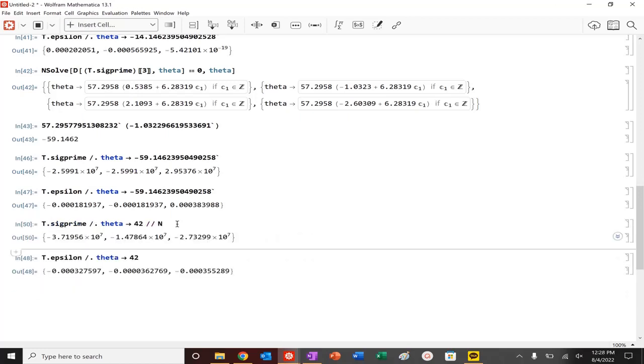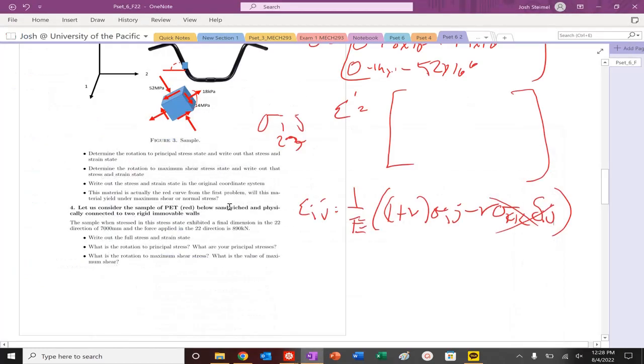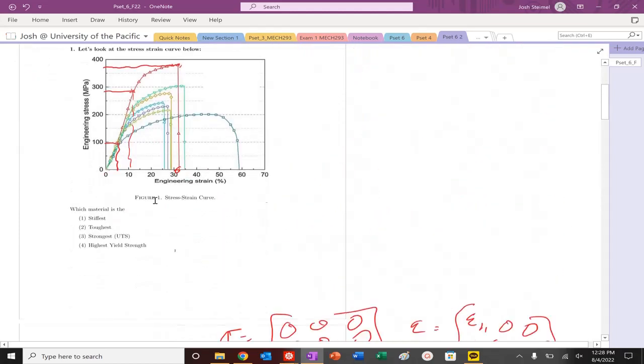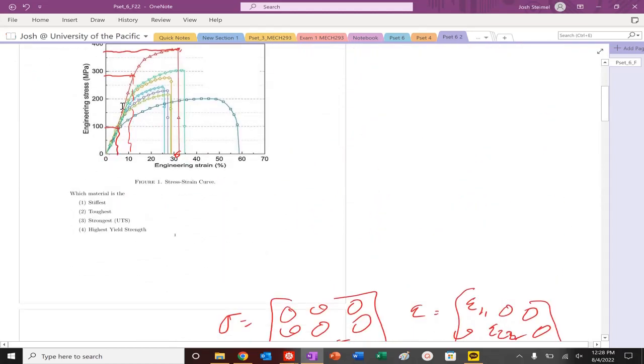Put this numerically, and then voila. So those would be my stress, strain state. All these are the good things. The material is actually the red curve from the first problem. Will this material yield under maximum shear or normal stresses? So let's go ahead and look at the red curve.